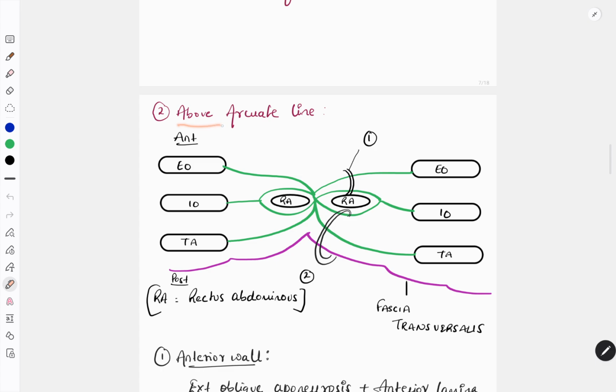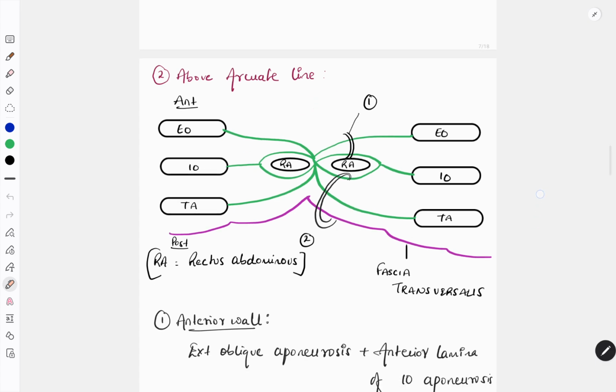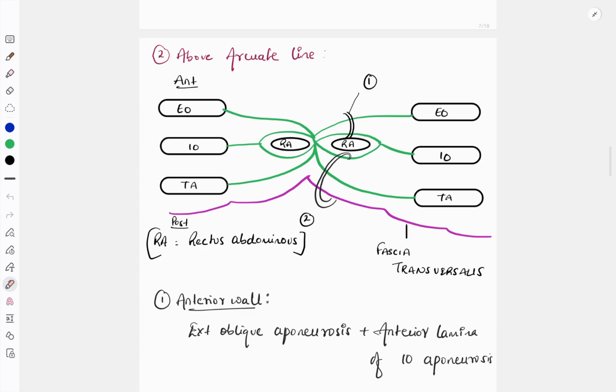Now if we look at above the arcuate line, but where? Above the arcuate line, that is, it is below the costal margin and above the arcuate line. So that section we are looking at is between your costal margin and the arcuate line. If we take a transverse section, we can see something like this. Now you will be able to see all the three muscles, that is the external oblique, internal oblique as well as transverse abdominis on both sides. As before, you have the external oblique aponeurosis coming from both sides.